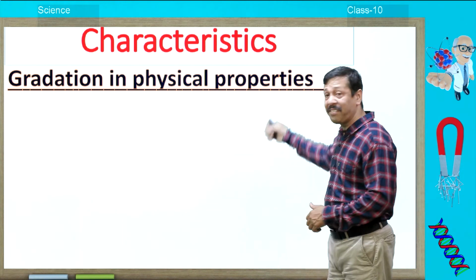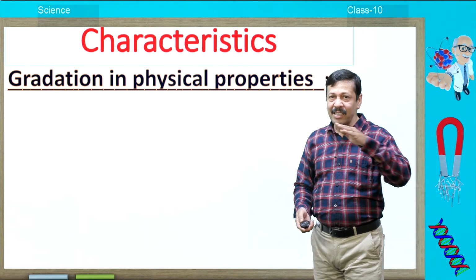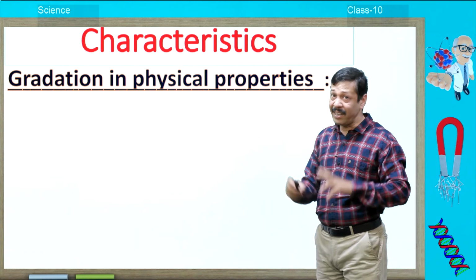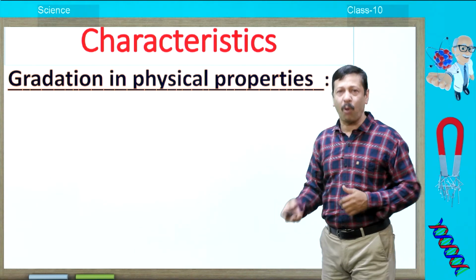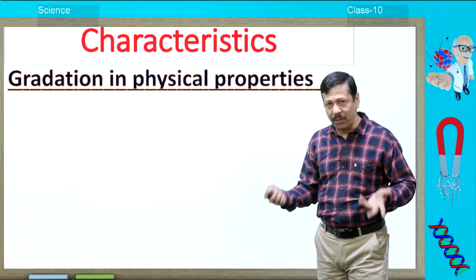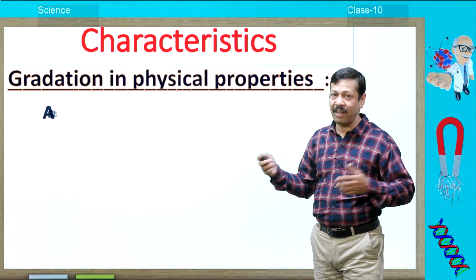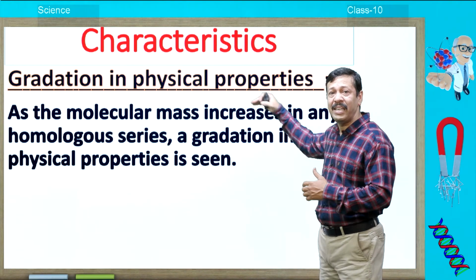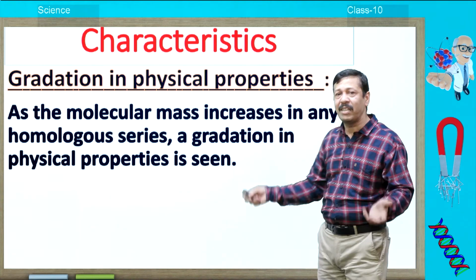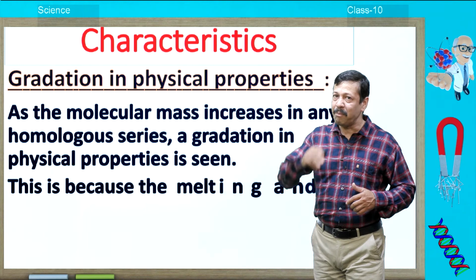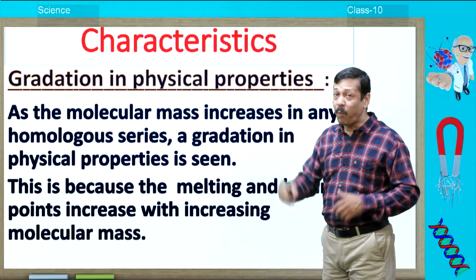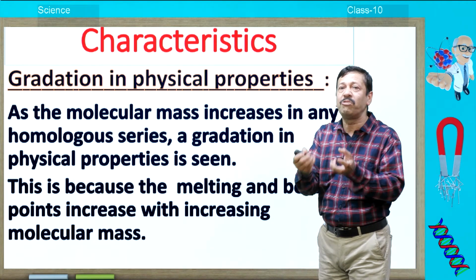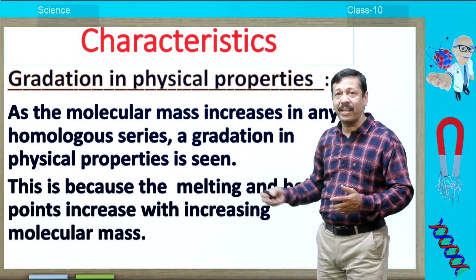Now, you are seeing the gradation in the properties, that is, the physical properties gradually showing a slow increase. That is, there is no abrupt increase or decrease in properties such as melting point, boiling point, solubility, etc. As the molecular mass increases in the homologous series, a gradation in the physical properties is seen. That means melting point increases gradually, boiling point increases gradually. When the mass increases, attraction between the molecules also increases. That's why there is a gradation.